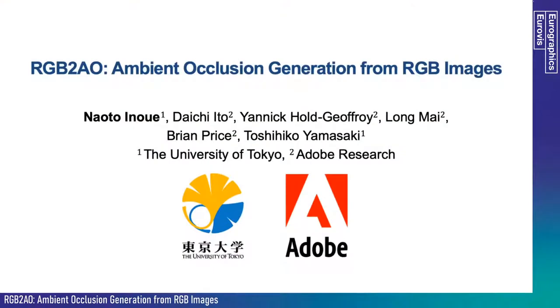Hello, my name is Naoto Inoue. I'm a PhD student at the University of Tokyo, Japan. Today, I'm going to present our paper, RGB2AO, ambient occlusion generation from RGB images. This is a joint work with Adobe Research.